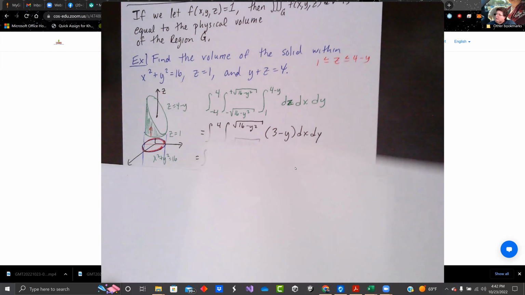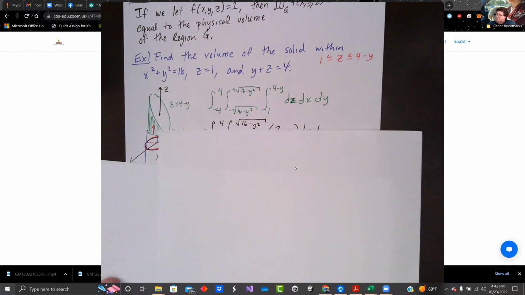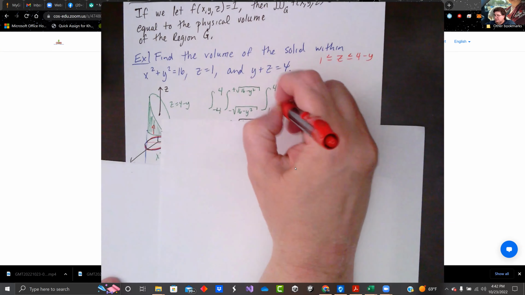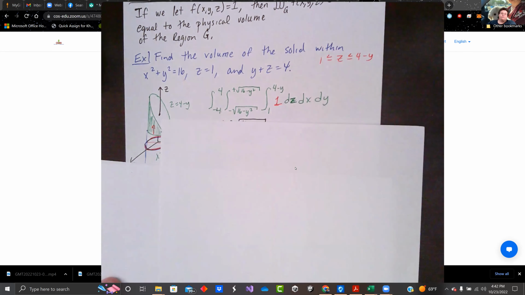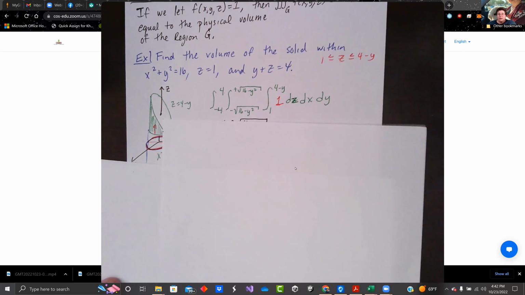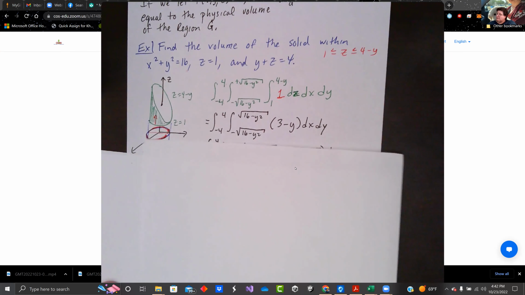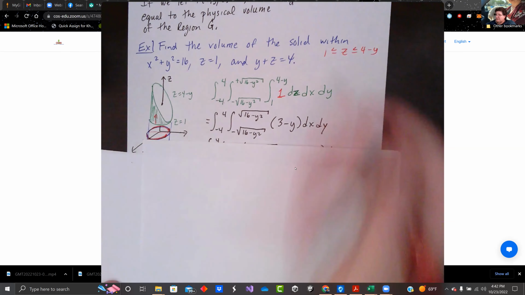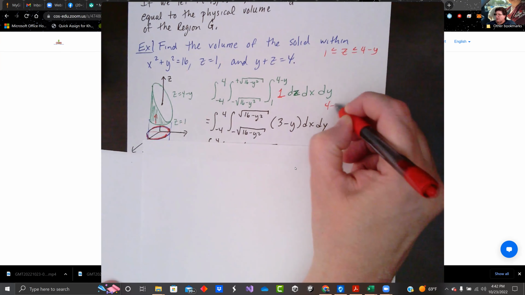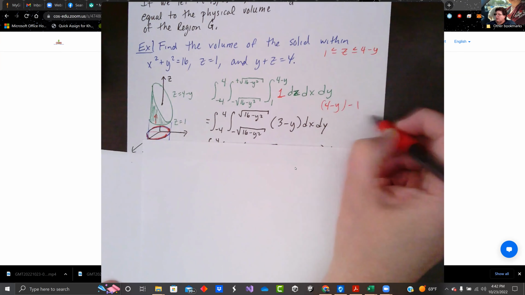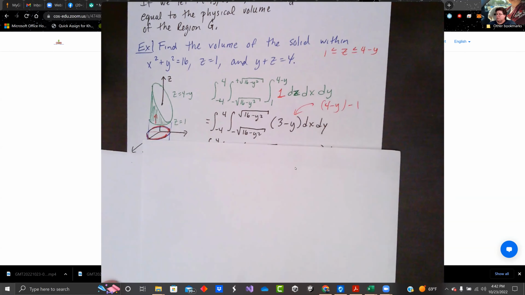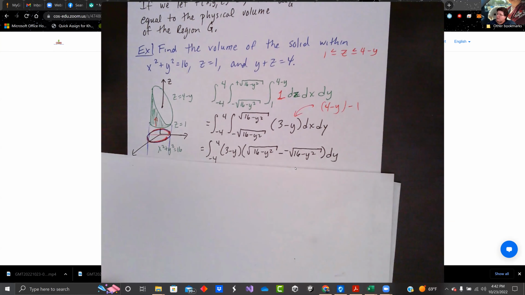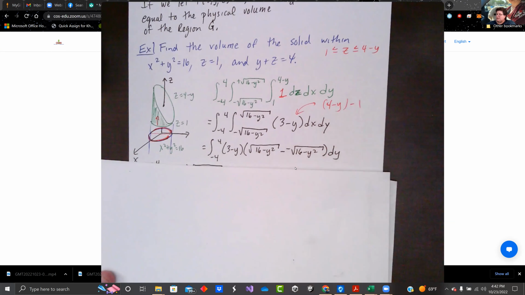Okay, so we got our integral here. We're using 1 as our function. First thing we have is a z, but z is 4 minus y minus 1, which gets us 3 minus y. That's pretty straightforward. Now do the next part.